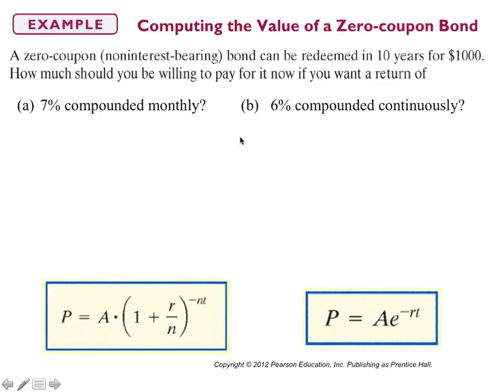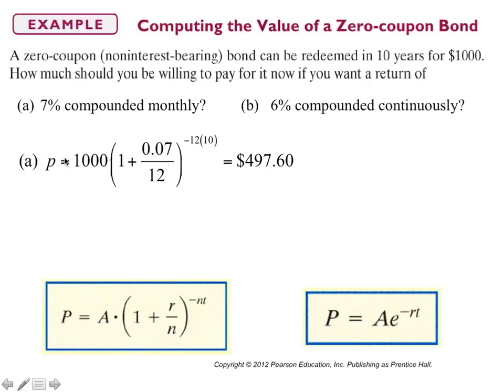So let's take a look at an example here. A zero coupon or non-interest bearing bond can be redeemed in 10 years for $1,000. How much should you be willing to pay for it now if you want a return of 7% compounded monthly, and then a return of 6% compounded continuously? So we're trying to solve for P. We're trying to figure out what is it worth presently so that it should be worth $1,000.